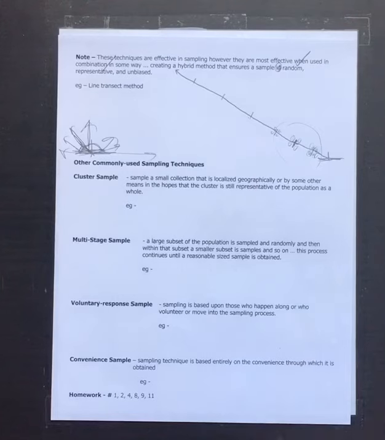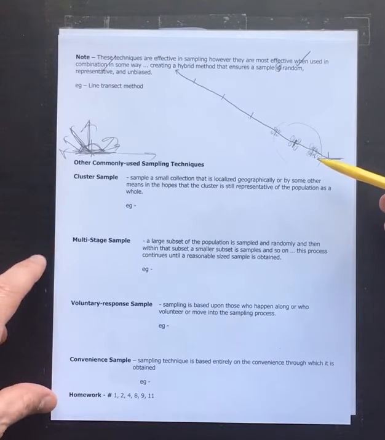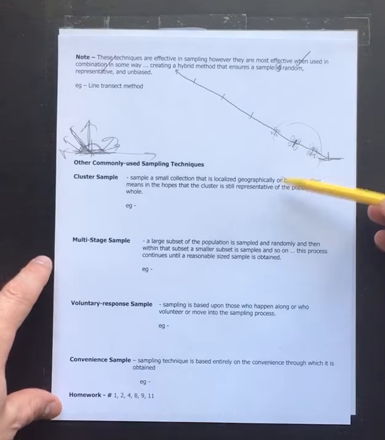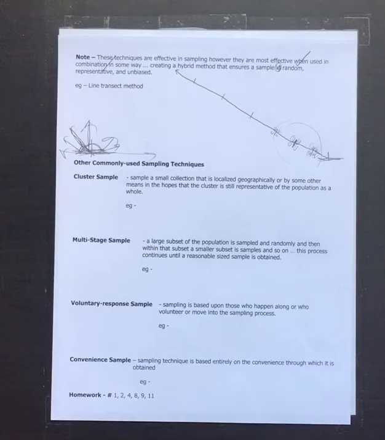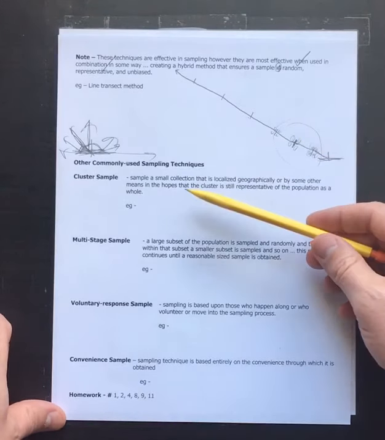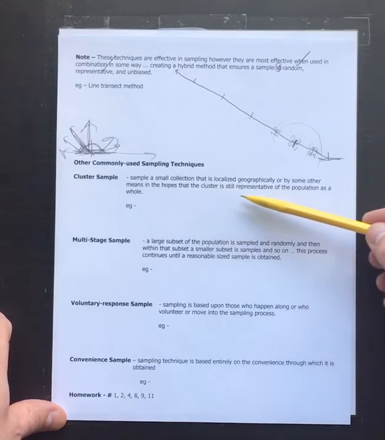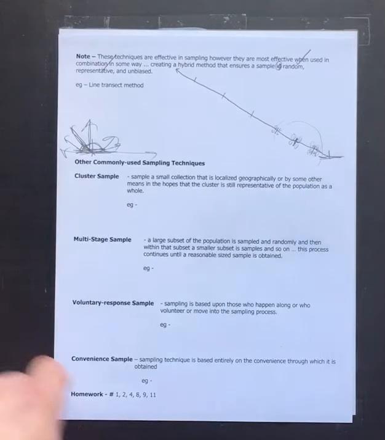So anyway, now we're talking about other sampling techniques that aren't necessarily simple, random, stratified, or systematic, but that have some characteristics that are still useful and used fairly commonly. So we wanted to go over those. A cluster sample is a sample of a small collection that is localized geographically by some other means, in the hopes that the cluster is still representative of the population as a whole.